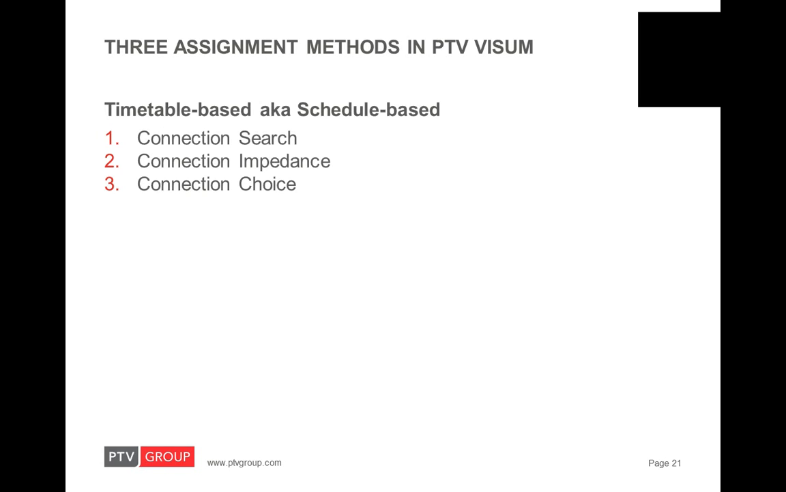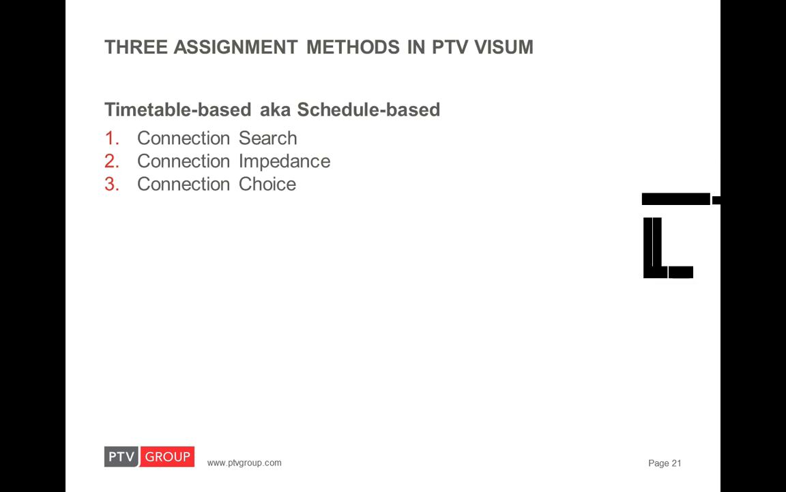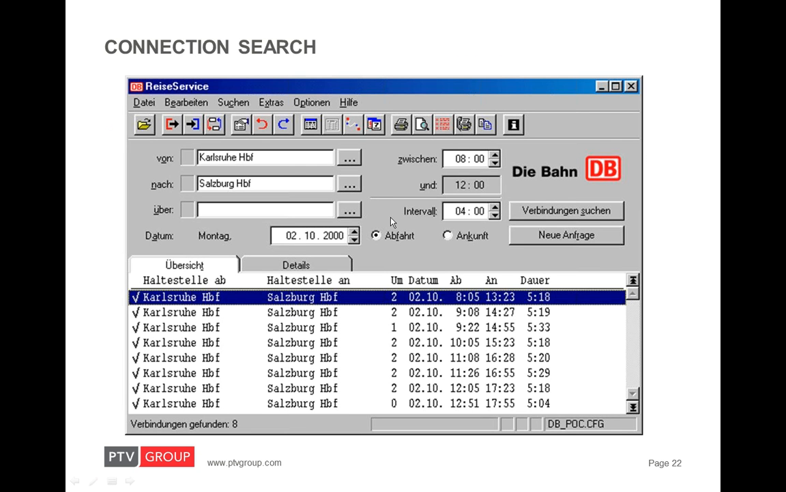This consists of 3 steps. The first one is the connection search. The second one is to define the connection impedance. And the third one is about the connection choice. For the search, Visum is using very similar algorithms as we know from timetable searches, maybe on the internet. So in this example, we want to go from Karlsruhe to Salzburg, and this timetable service finds different connections. And the same is happening in Visum.